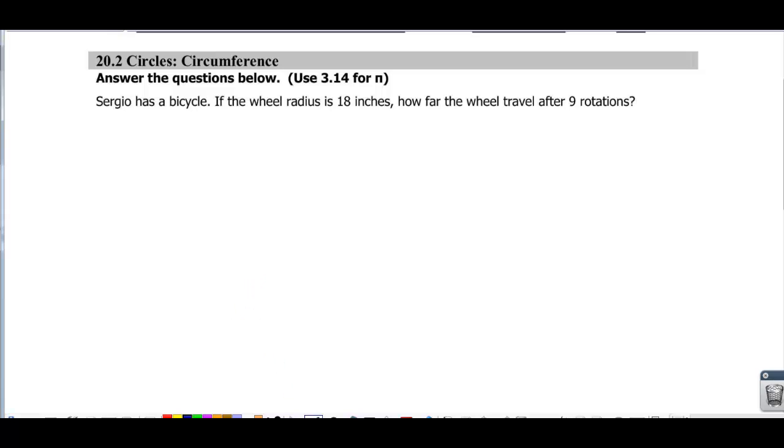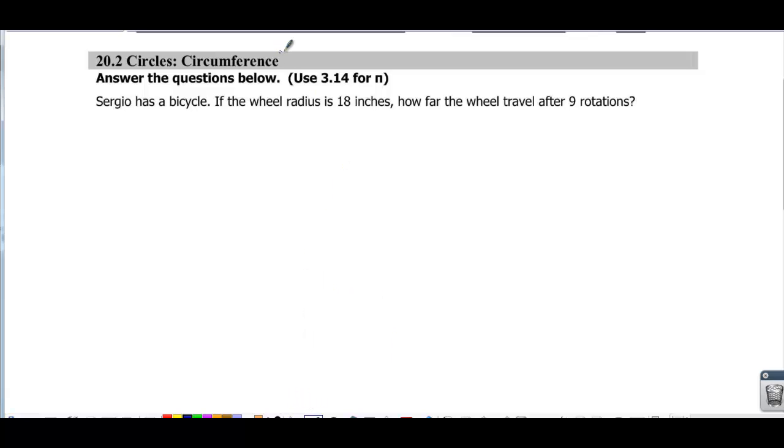All right, here we go. This is the intervention video for concept 20.2. It's all about circumference, and we have a bicycle problem. Here's what we know. Sergio has a bicycle with a wheel radius of 18 inches. The question is, how far will it travel after 9 rotations?